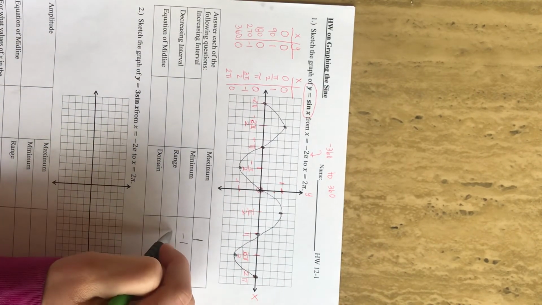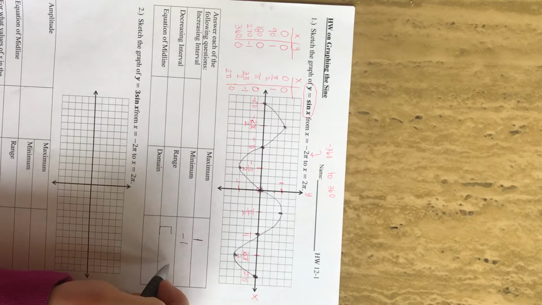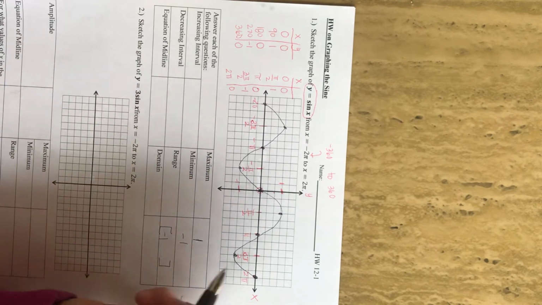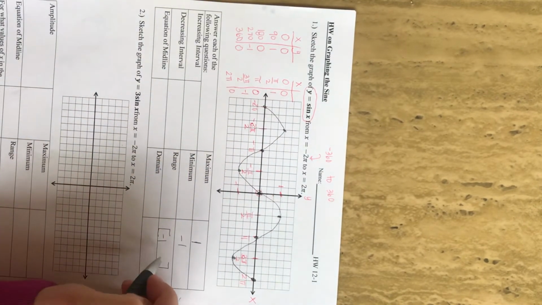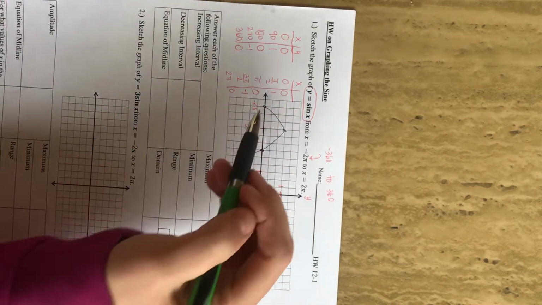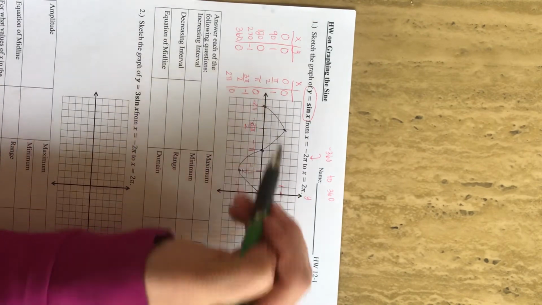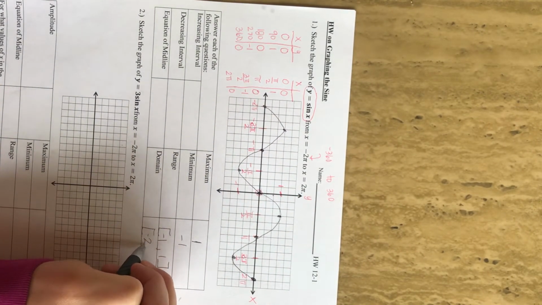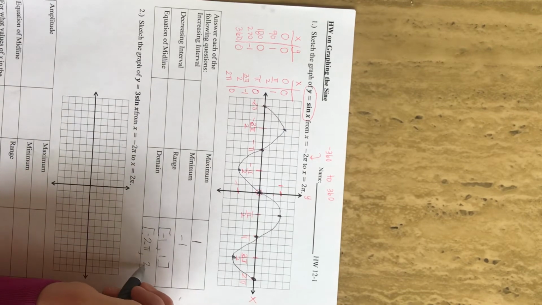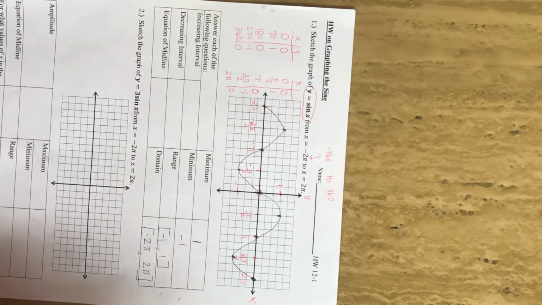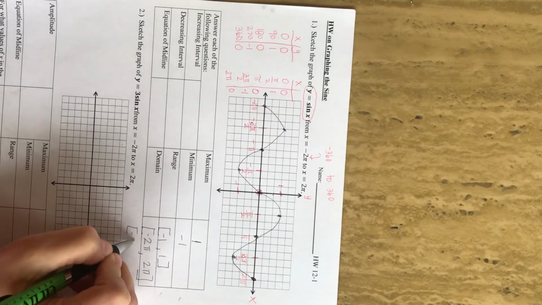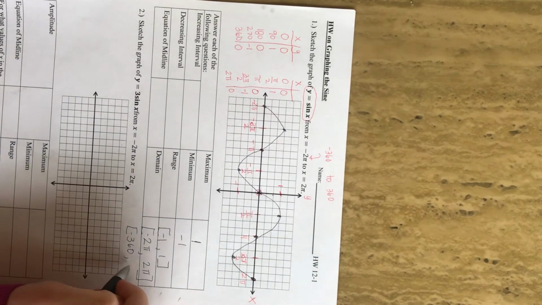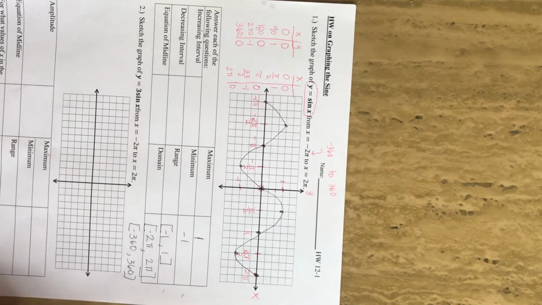The range, how low can I go? How high can I go? The lowest point is -1. The highest point is +1. The domain is going from -360 to +360, or we can go ahead -2 pi to +2 pi. And again, if you feel more comfortable with degrees, you guys can go ahead and do -360 to +360.